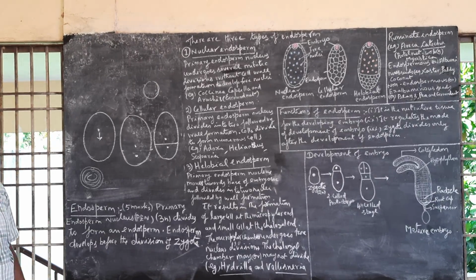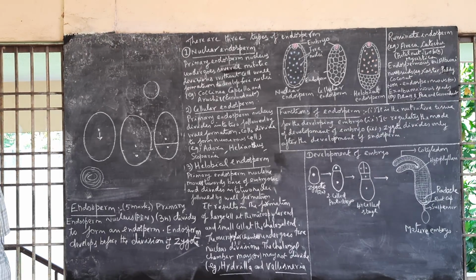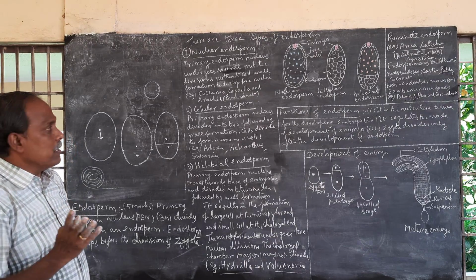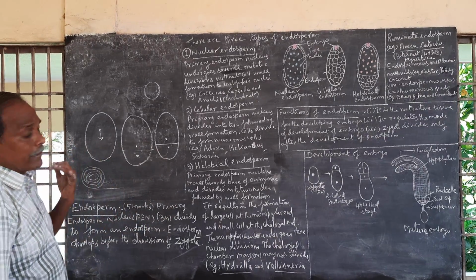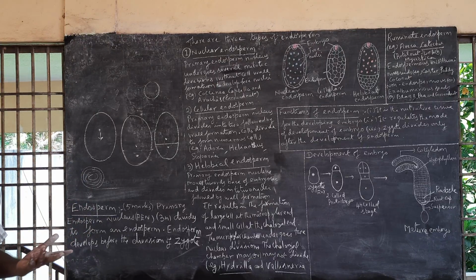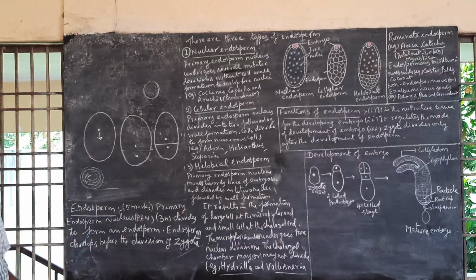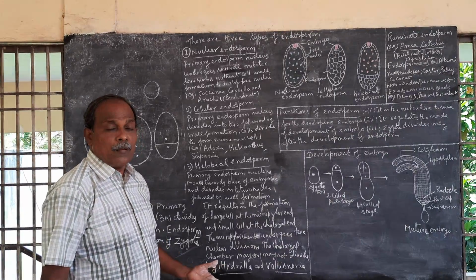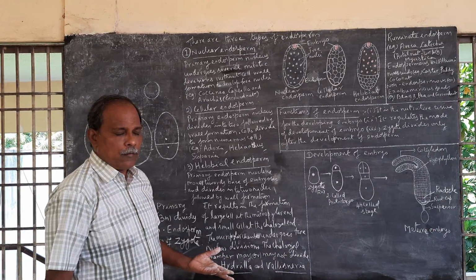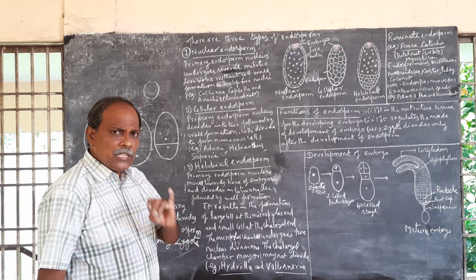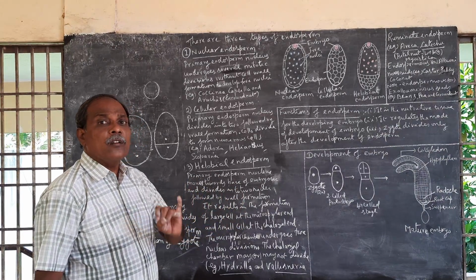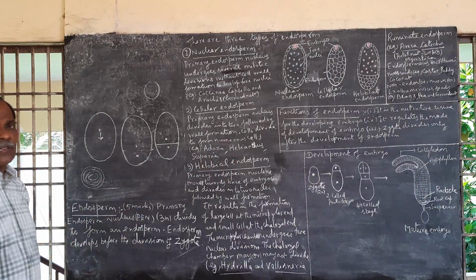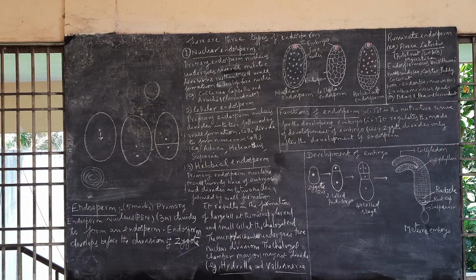Now the seeds with endosperm are called endospermous seeds or albuminous seeds. Examples: castor, paddy, coconut. And seeds without endosperm are called non-endospermous seeds or exalbuminous seeds. Examples: beans, peas and groundnuts.